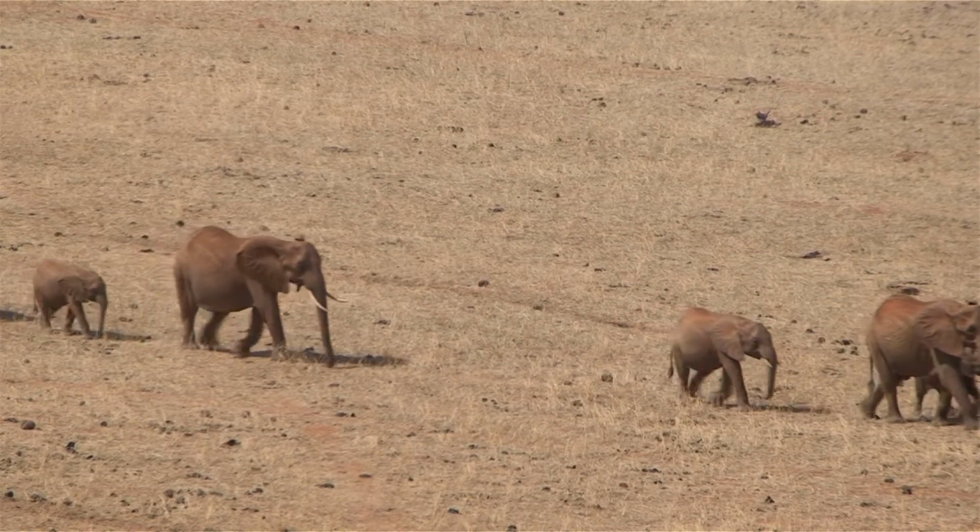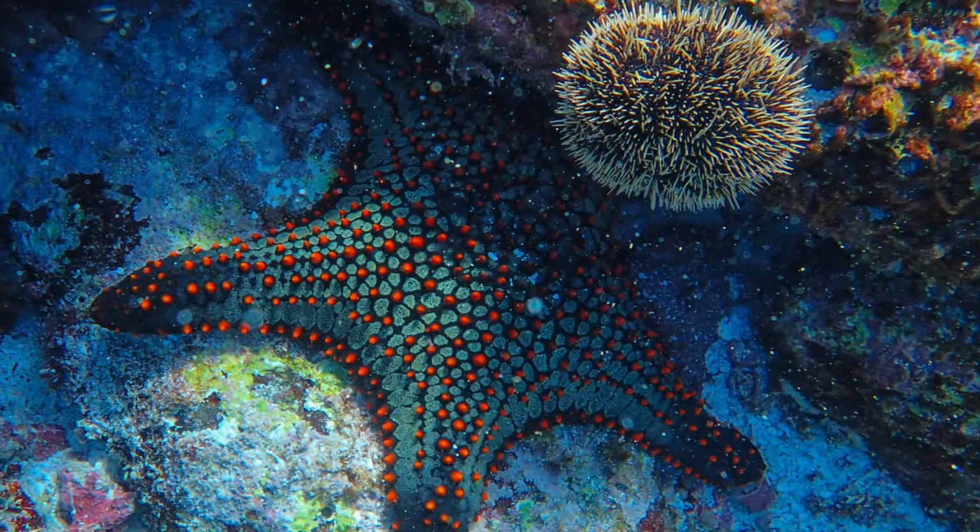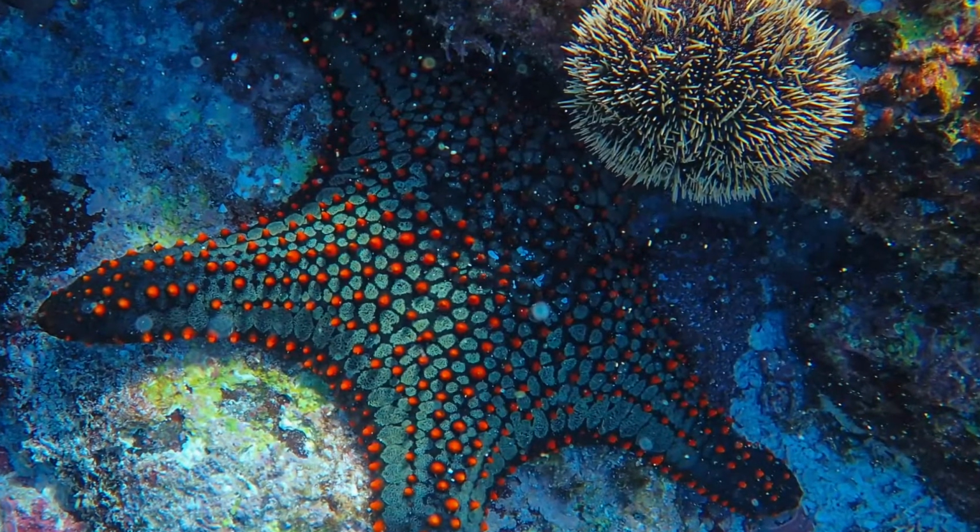The term keystone species was first coined by the ecologist Robert Paine in the 1960s when studying starfish along the coastline of the Pacific. There are 5 types of keystone species: predators, prey, engineers, mutualists, and plants.